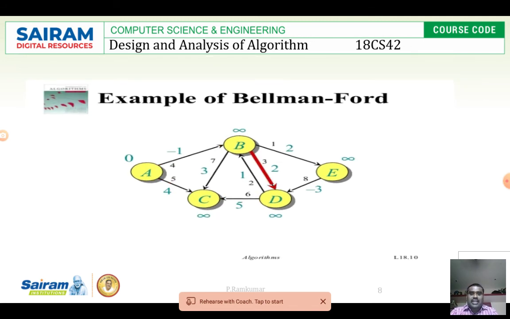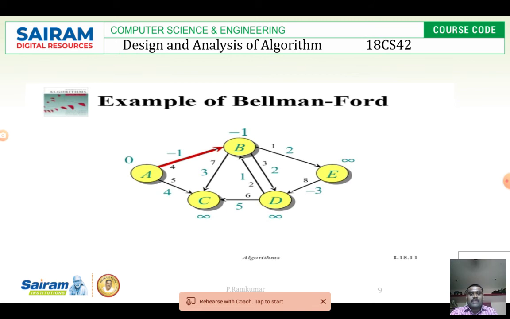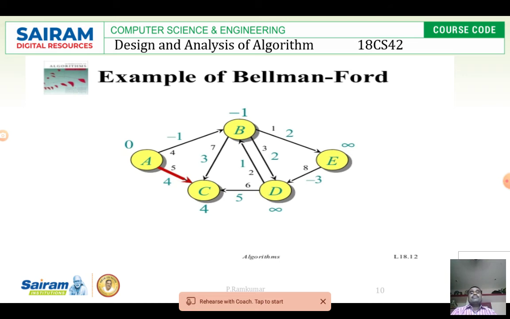Now here I am going to solve this problem. 0 minus 1, minus 1 will be represented in B, and for A to C, 0 plus 4 is less than infinity, so 4 will be written instead of infinity. Next, B to C: minus 1 plus 3 is 2. 2 will be written in C instead of 4.